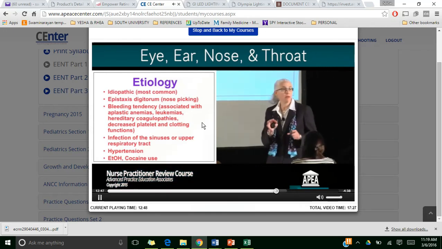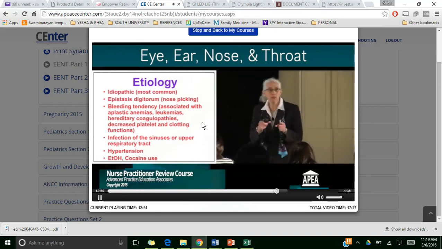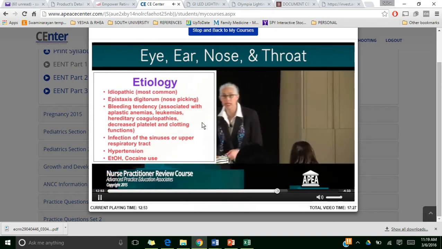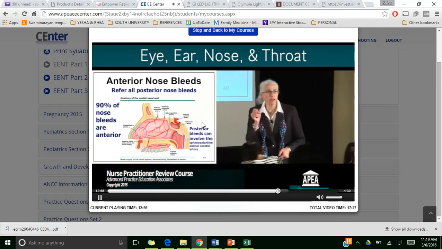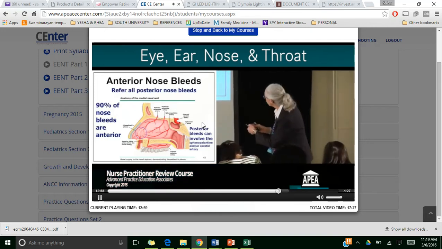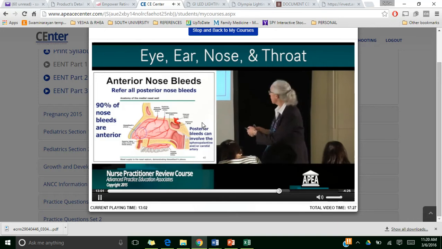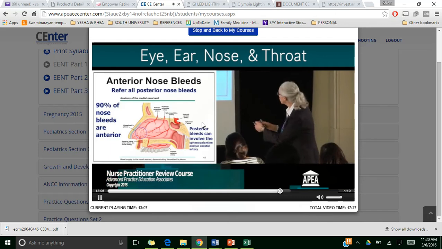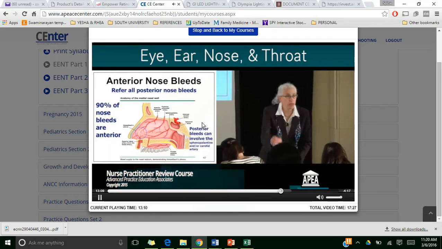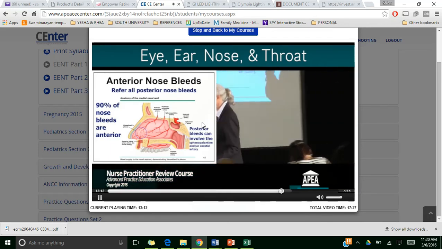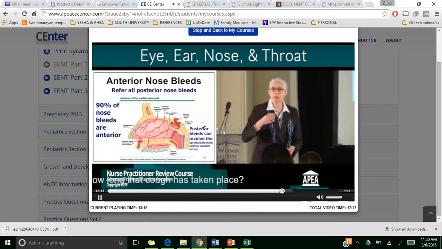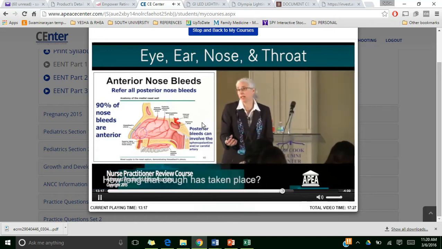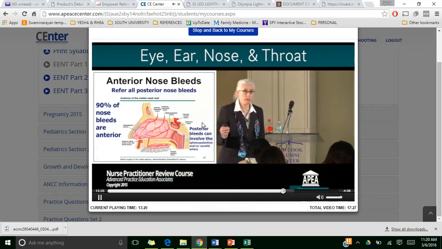10% of bleeds are posterior bleeds, and I am not kidding you when I tell you, you better get them out of your office. A posterior bleed can involve the carotid artery or the sphenopalatine artery, and these patients can bleed an incredible amount of blood very rapidly. Thankfully, that is not the most common place that bleeds can occur. So when a bleed comes into your office, you want to look and try to be assured, although you can't always tell, that it is coming from the anterior nose. Feel more comfortable about an anterior bleed than a posterior one.